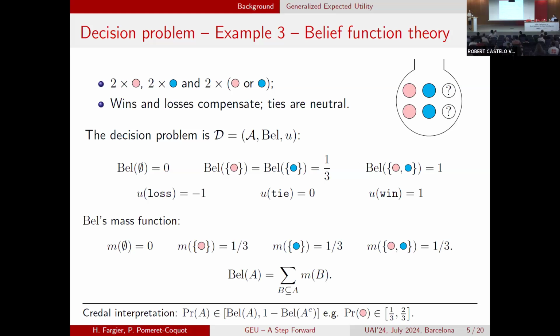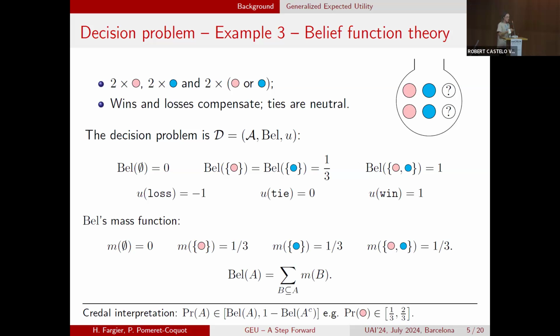And mass functions also make sense. Here we have 3 focal elements, which are the elements with a non-zero mass. The first one states that exactly 1/3 of the balls are pink for sure. The second, that 1/3 of the balls are blue for sure. And the last, that the last third of the balls are either pink or blue.